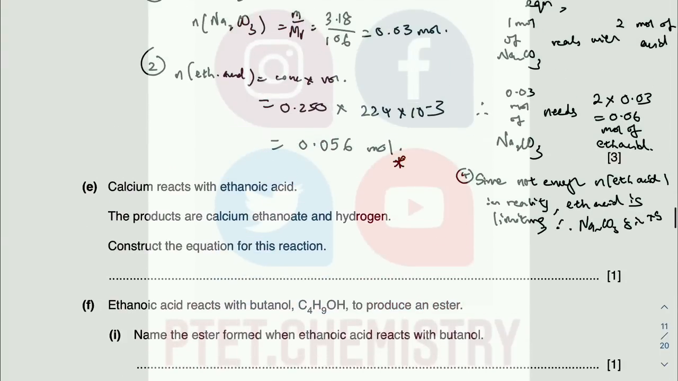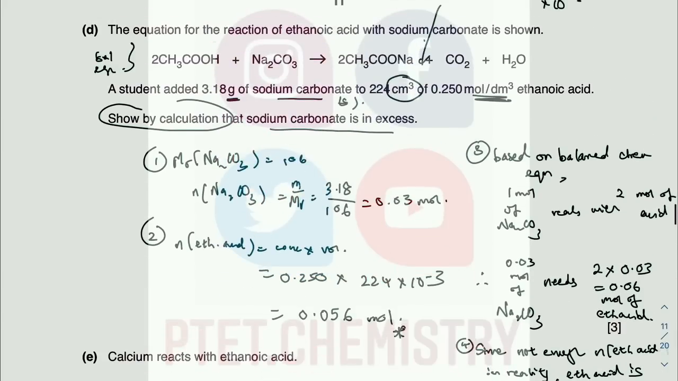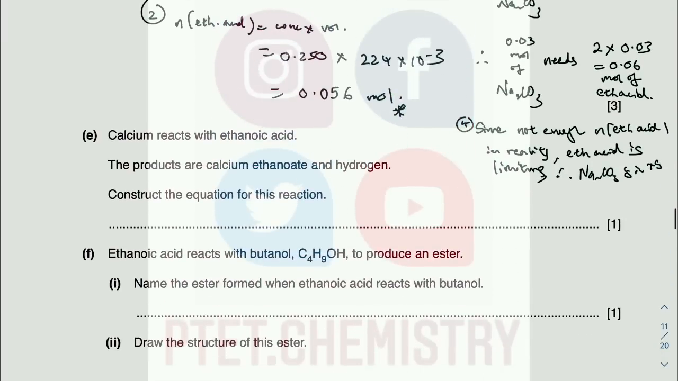There are 2 kinds of ways to show that something is in excess or something is limiting. You can either show that it's in excess straight away, or what I've done here is I can show the other thing is limiting, because you only react with 2 things, right? If one of them is limiting, the other one is in excess. So that is what I've done here. I could have also shown that 0.056 divided by 2 is going to be 0.028. So this will only react with 0.028 mole of sodium carbonate, and this is greater than 0.028, therefore this is in excess. There is another way of showing it. Both ways are perfectly fine.